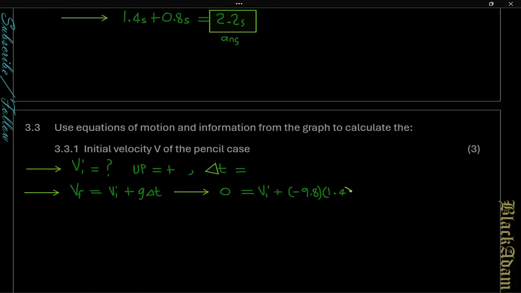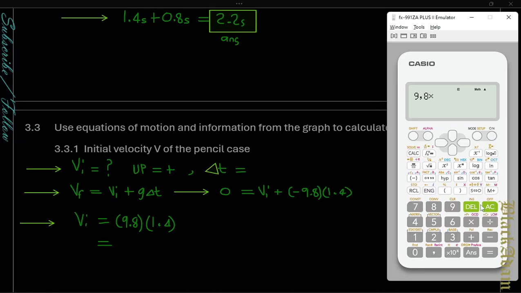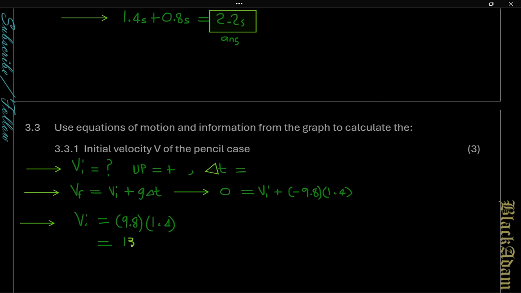And then we take v final to the left, and it becomes positive, so it's going to be positive 9.8 multiplied by 1.4. Using a calculator, 9.8 multiplied by 1.4 gives us 13.72. So it's 13.72 meters per second, and that's our answer for 3.3.1.